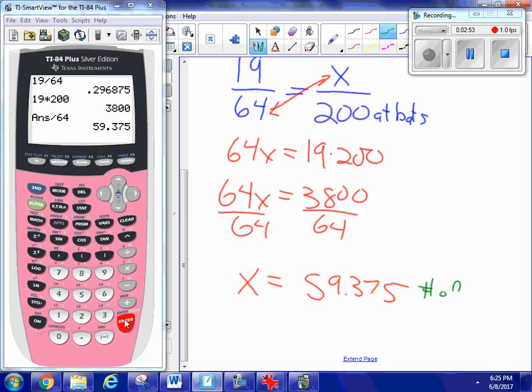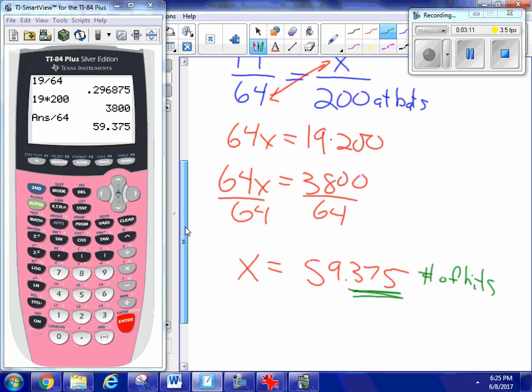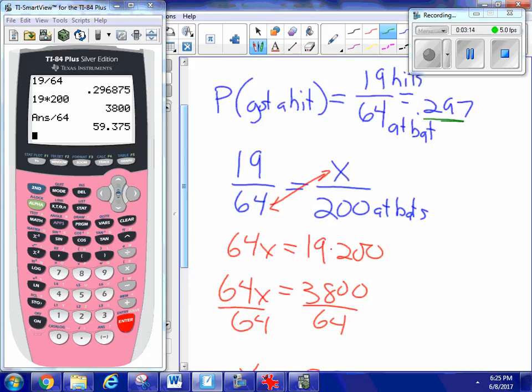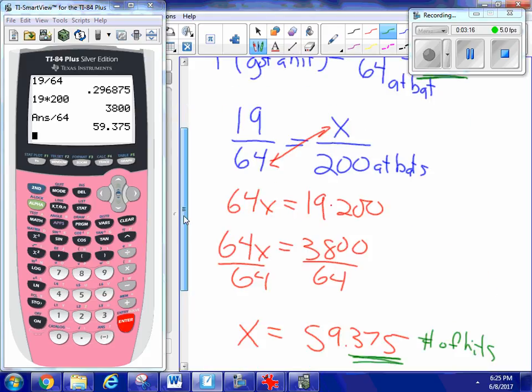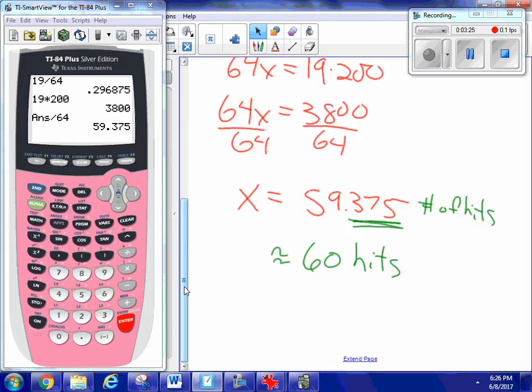This would be the number of hits, the number of favorable outcomes. But I want you to think about this for a second. It's really impossible to get 0.375 hits. You're either getting a hit or you're not. So in order for him to bat at least 0.297, you would probably round this up and say x is approximately 60 hits. There's a lesson in probability and how we can make predictions with it, as well as a little bit of thought that has to go into the fact that you can't have 0.375 hits.